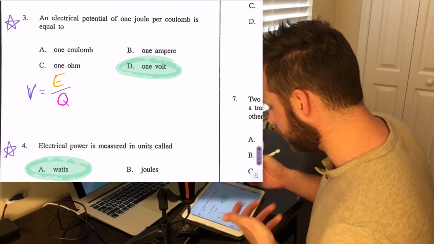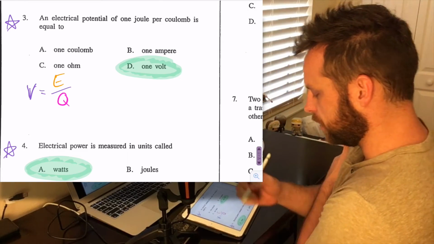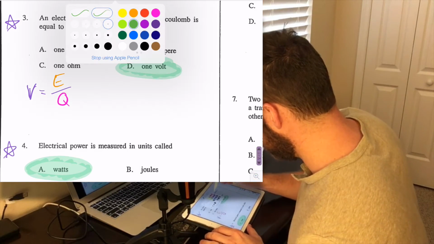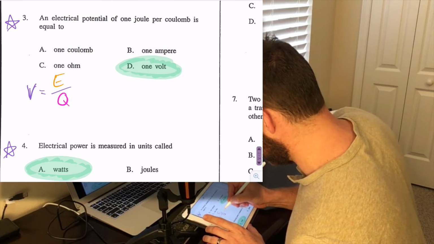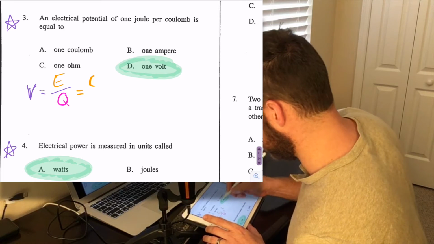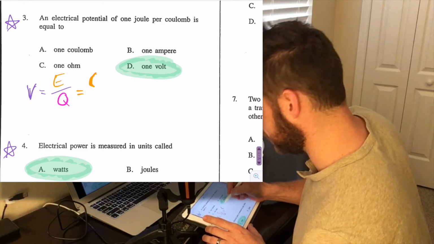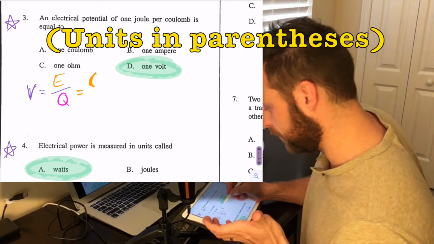And so then if you put in the units for energy and charge, you'll be putting in, and this is kind of leading us through what we've just done, parentheses around units, and outside of parentheses, you would put your quantities, like E is a quantity.